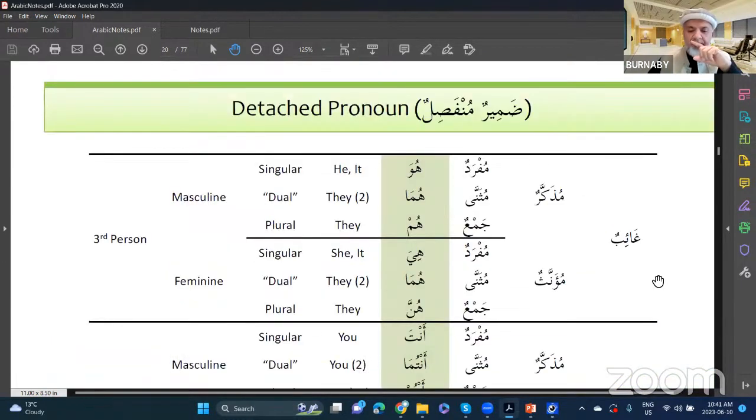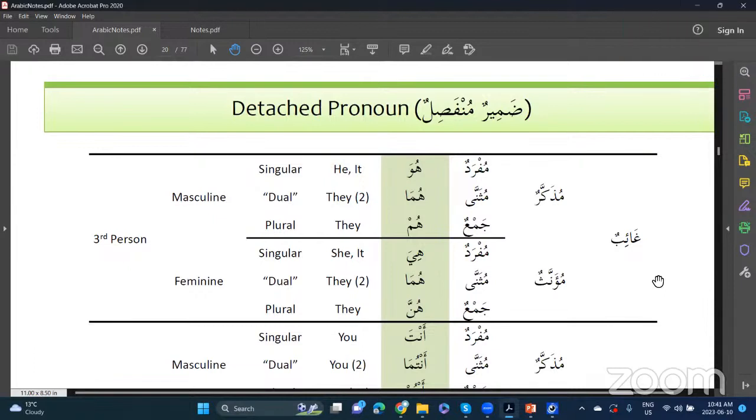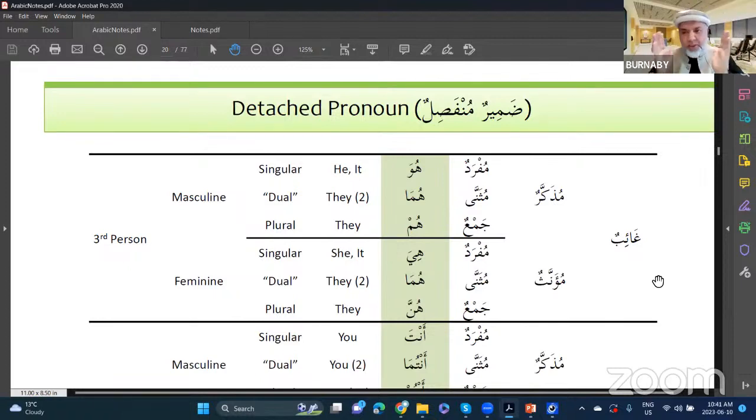So over here, I'm giving you again the chart. Which chart are you looking at? Detached pronoun. Now, why am I showing it to you? So that you can clear the confusion between the attached and the detached. Okay. So, huwa, huma, hum are the detached version.